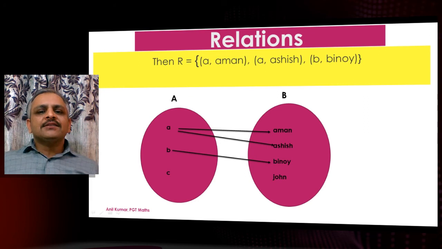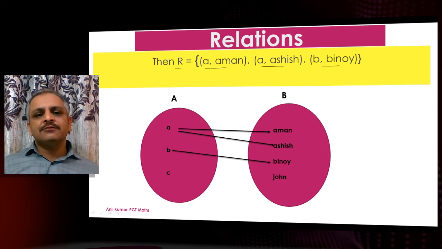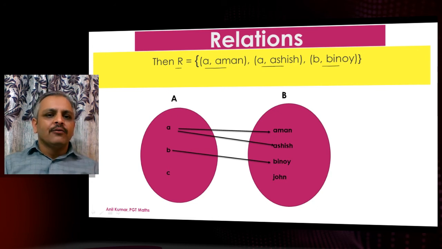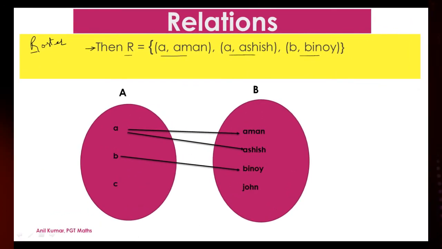So if I list only these three ordered pairs that satisfy the condition, it becomes our relation. That means a relation is something in which the elements of the ordered pairs from these two sets are associated by some common property. This way of writing the relation is known as the roster method, as we studied in set theory also.